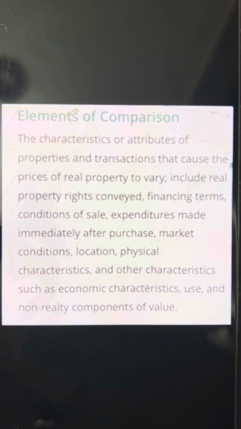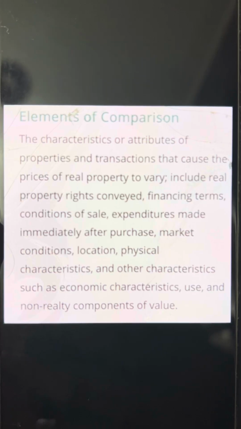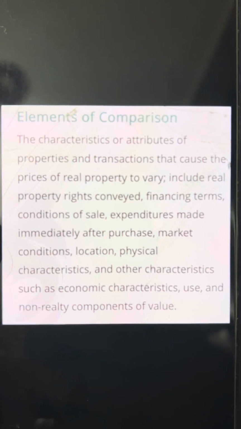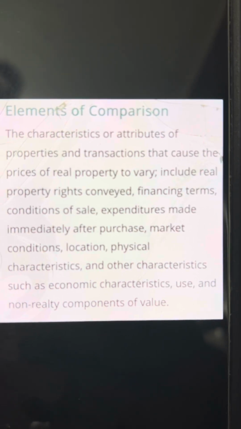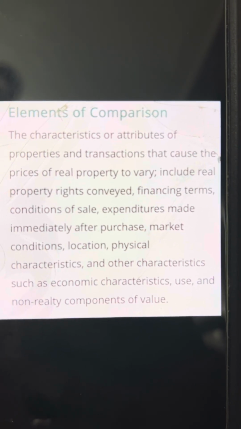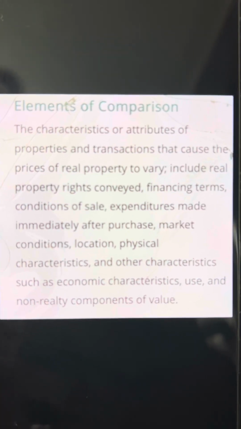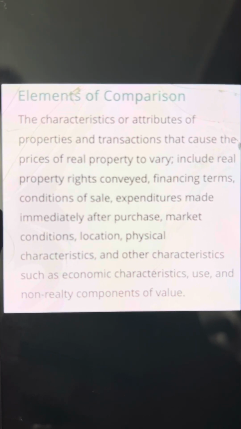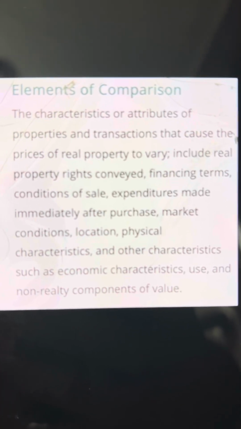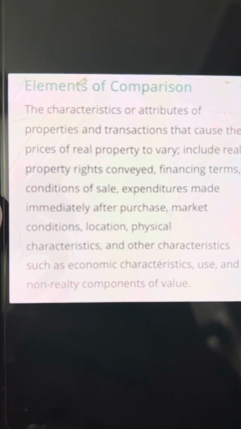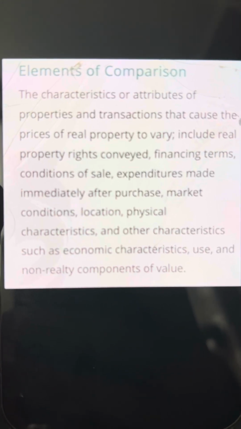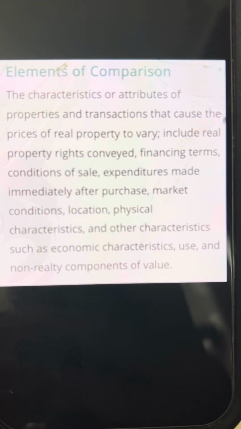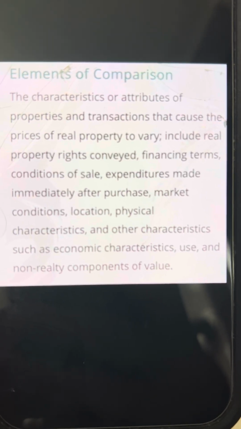Number 4, elements of comparison. The characteristics or attributes of properties and transactions that cause the prices of real property to vary include real property rights conveyed, financing terms, conditions of sale, expenditures made immediately after purchase, market conditions, location, physical characteristics, and other characteristics such as economic characteristics, use, and non-realty components of value.